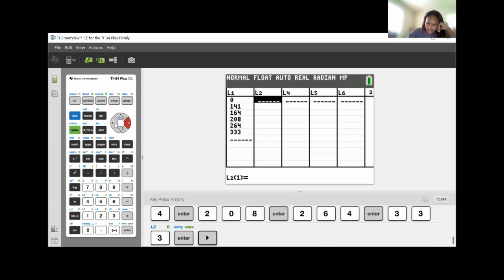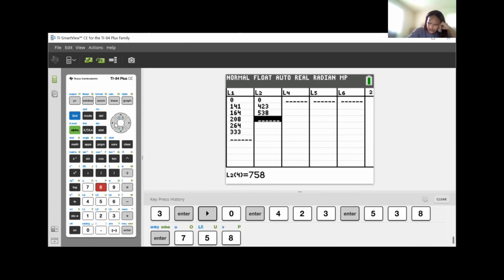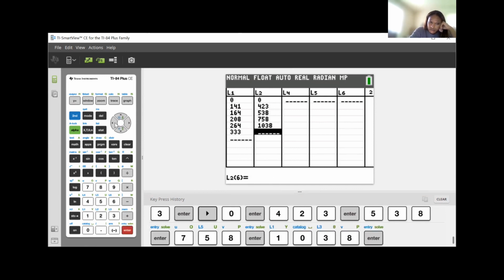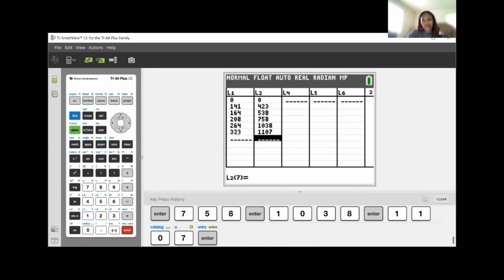And then for our outputs, we had 0, 423, 538, 758, 1,038, and 1,107. Always double check your numbers. Like me, I always make typos, so I'll always go back and double check. Look, I think I made no typos this time. Go me. All right, and then make sure that each input has a corresponding output.